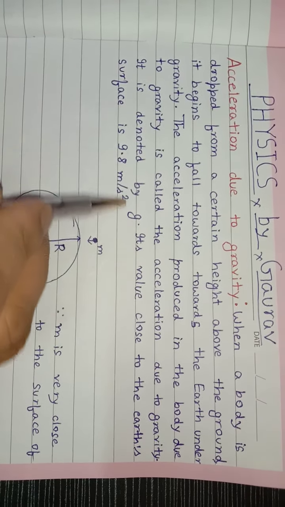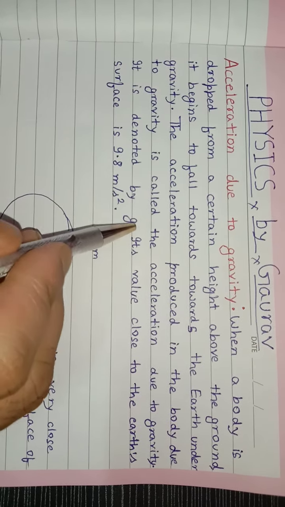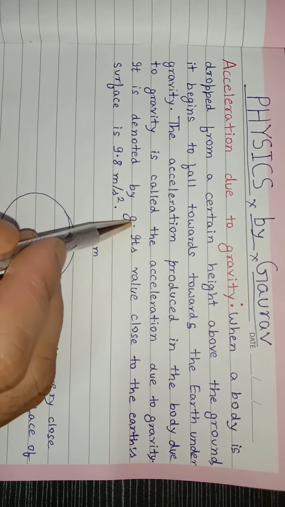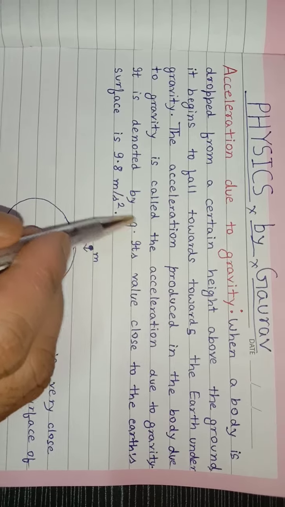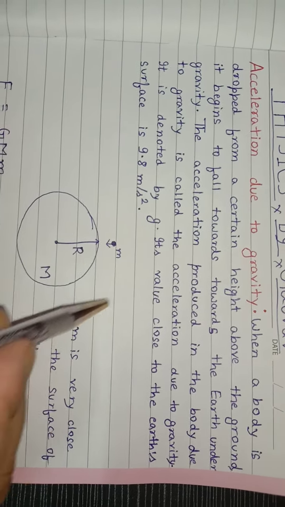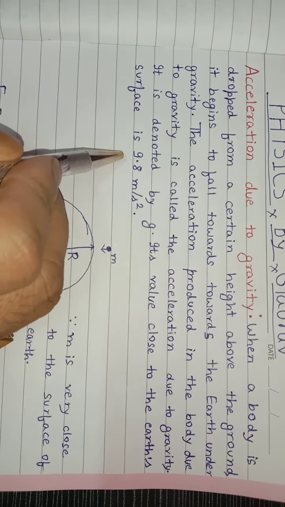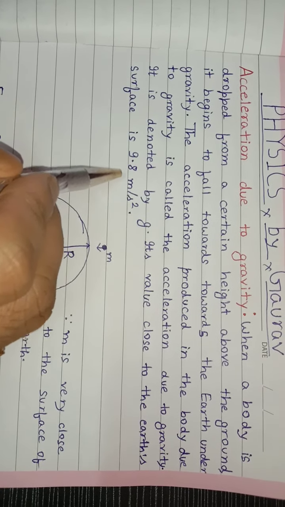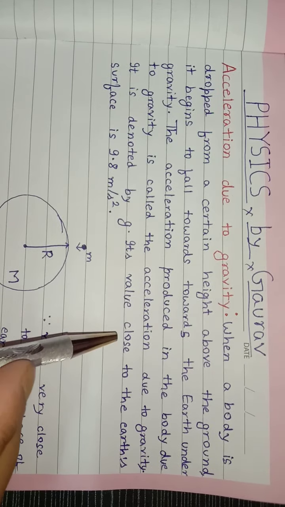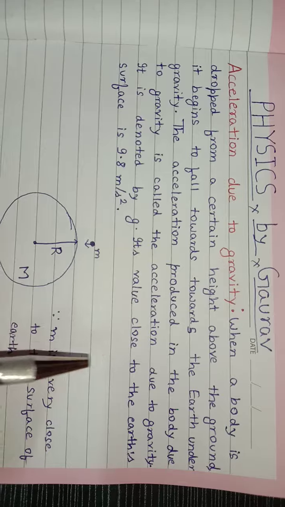Now, it is denoted by small g. Its symbol is small g. You should remember there is a vast difference between small g and capital G. Small g represents acceleration due to gravity and capital G represents the gravitational constant, that is universal gravitation constant. Now, its numerical value close to the surface of the earth is 9.8 meter per second square. Okay, now that means it is fixed. The value of the acceleration due to gravity that close to the surface of the earth is 9.8 meter per second square. That is a fixed value.